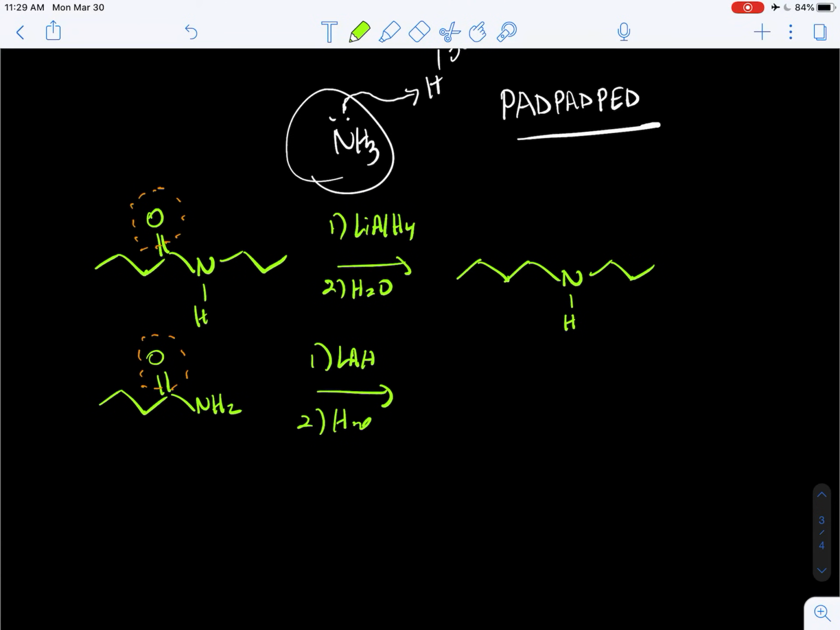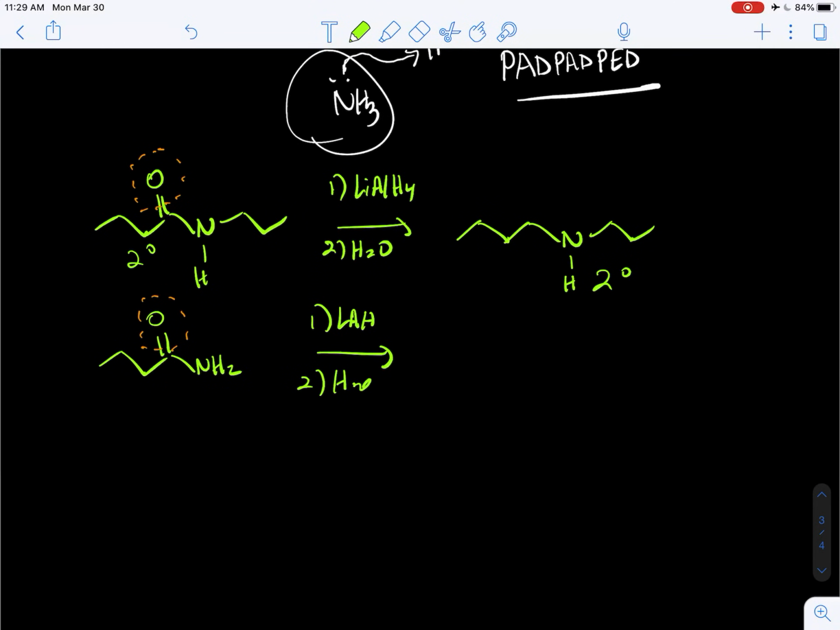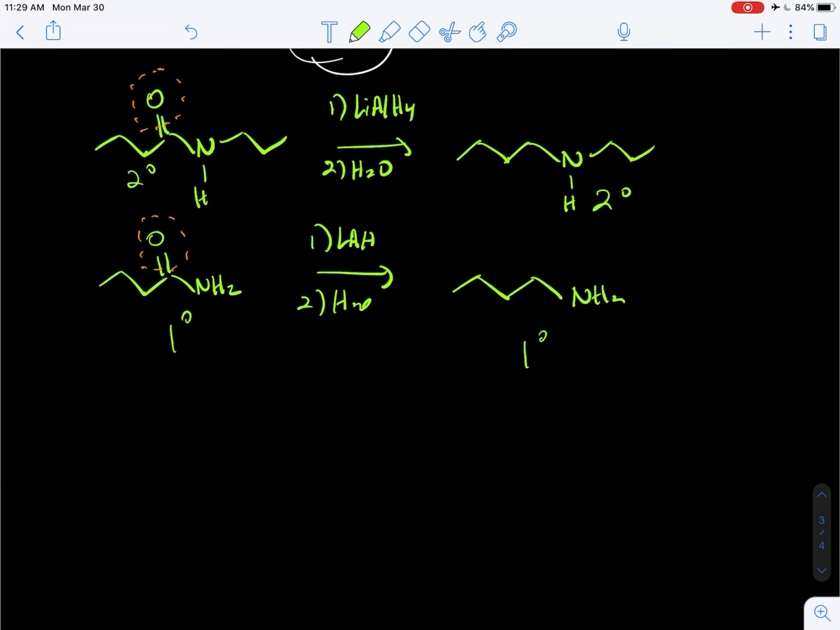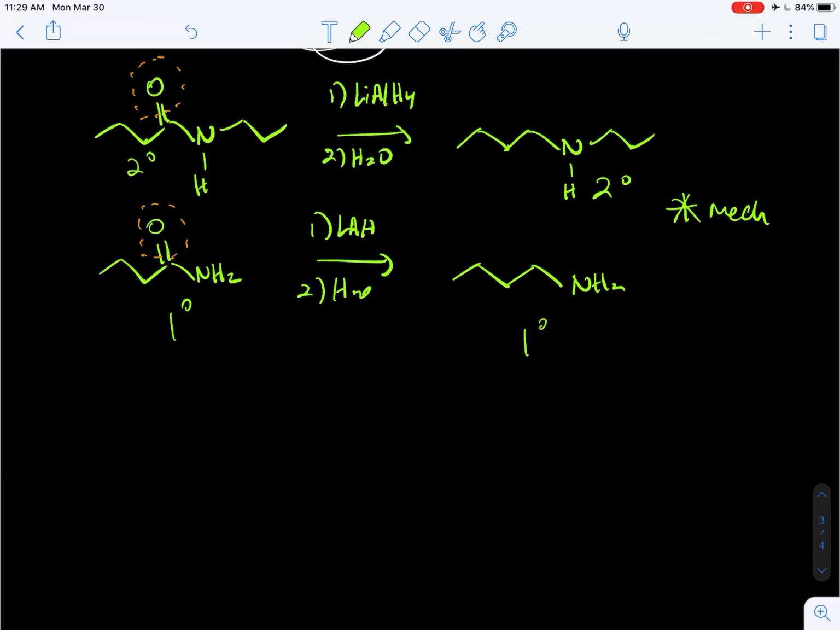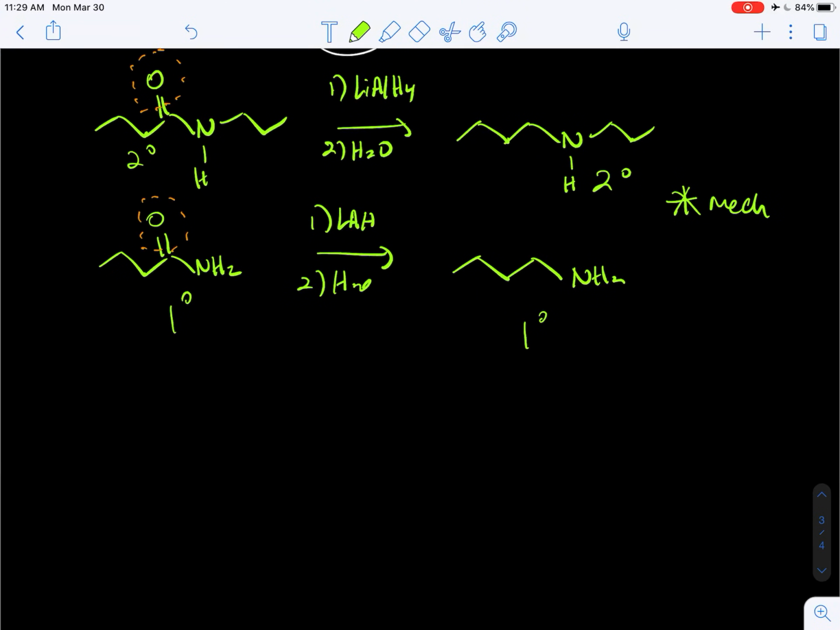From a secondary amide, we form a secondary amine. And in this example down here, we would transform our primary amide to our primary amine. Do not worry about the mechanism. The mechanism is not in the standard group of very similar mechanisms, so I normally don't require my students to memorize this.